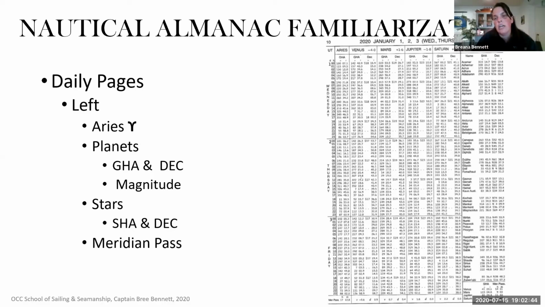So it's telling you how bright the planet is at that particular time, and then you also have the GHA and declination. The GHA and declination give us the geographic position of that planet, and from the geographic position, we can get all this other information. So we're using that reference point. It's basically like the latitude and longitude of each thing at each top of the hour. Again, stars have the SHA and declination.